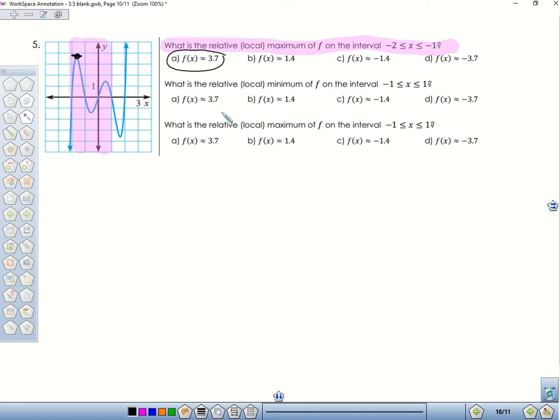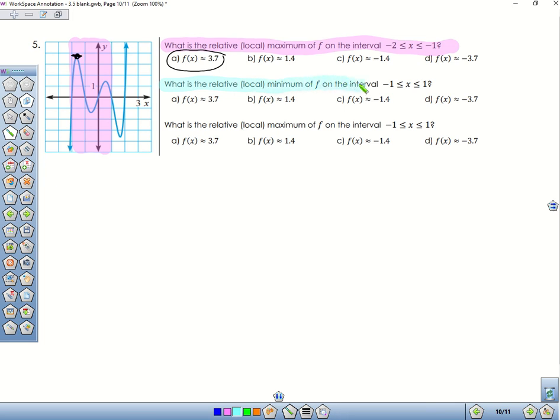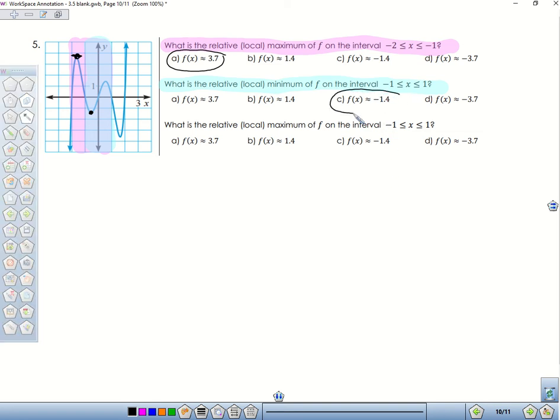All right. So now we're going to look at the next one. I'll do this in a different color for clarity purposes. What is the relative local? Like I said, local and relative are same. From -1 to 1. So -1 to 1 is like this section right here. You see that? So now we're looking at our relative minimum, not the maximum. So the lowest it goes here is right here, which looks to be about -1.5, so 1.4 I guess. So it would be this one here, because that's the lowest that the function goes on that interval.